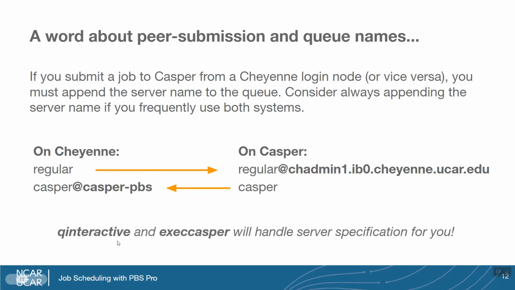One nice thing is that qinteractive and execcasper will handle this for you, regardless of what queue you specify. So if I ran qinteractive from Casper, for example, and I asked for the economy queue, it would append this server string at the end of it for me. I wouldn't have to put that in there, although it'd be fine if I did.